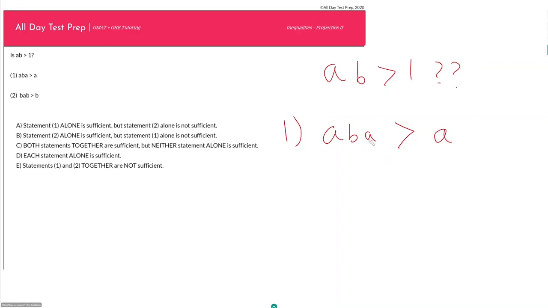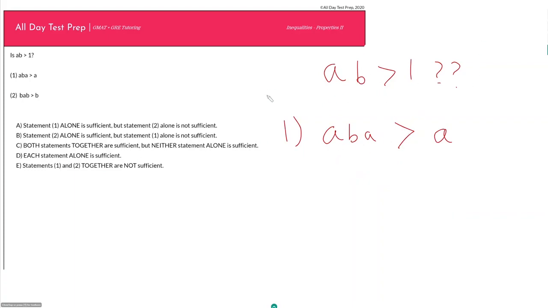So again, what are they trying to get you to do? They're trying to get you to divide each side by A. And if you were to do that, you would then say AB is greater than 1. That directly answers our question. This is sufficient. If you were then to do the same thing in the second statement, divide each side by B, you would also get AB is greater than 1. Then you would select D as your answer, and you would say that was an easy question, even though you completely blew it.